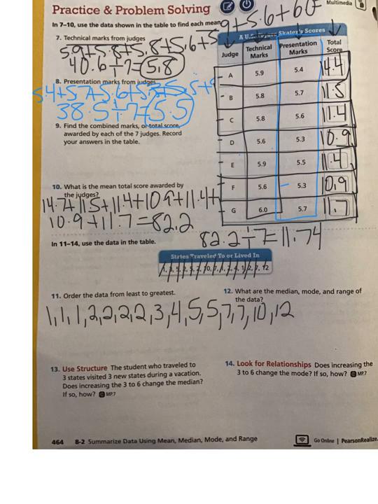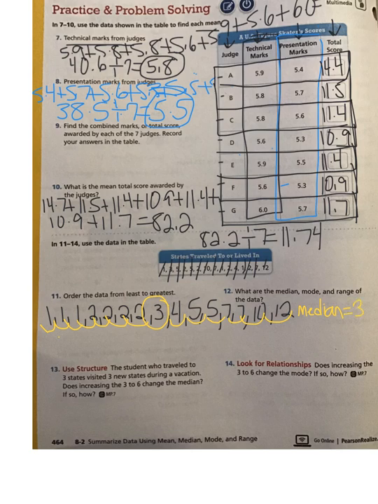So for median, we've got to find the middle of these. If I keep counting in from each end, you're going to see that the middle is 3. So the median is 3.